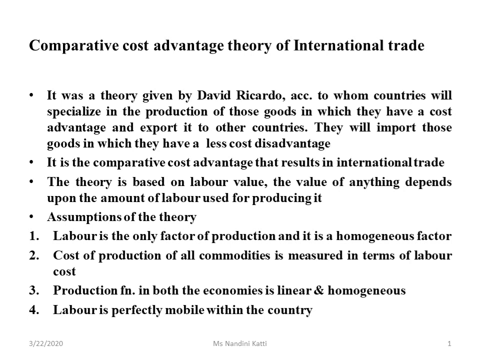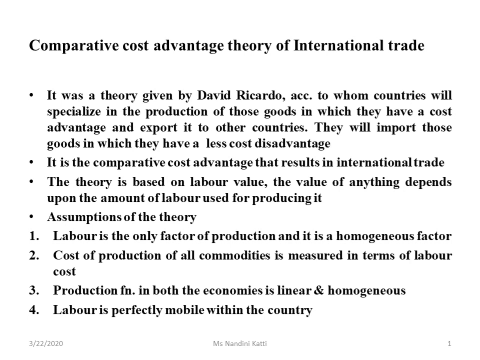The theory is essentially based on labor value. Labor value depends upon the amount of labor time that is used for producing a commodity. For example, if it requires 5 hours to produce one chair and 10 hours to produce one table, it would mean that one table would exchange for 2 chairs. This is the theory of labor value on which it is based.